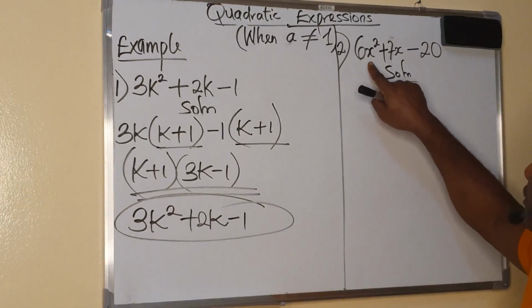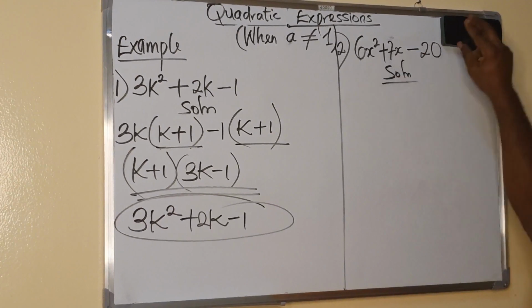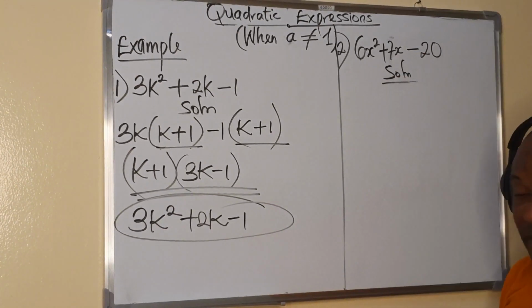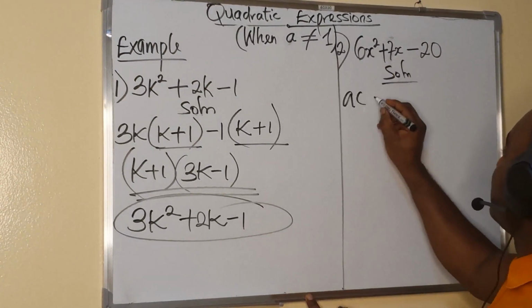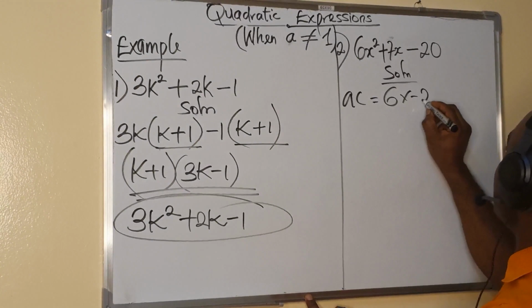For a case involving 6x squared add 7x minus 20, the very first thing we do here is to look for the value of AC. And the value of AC will be 6 times negative 20.